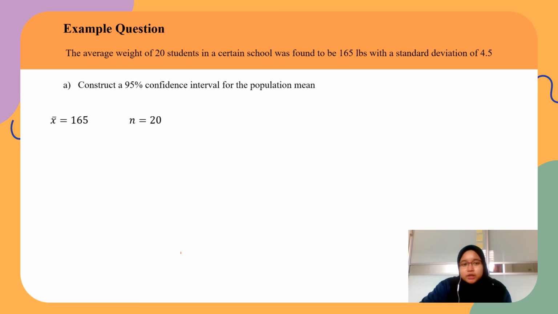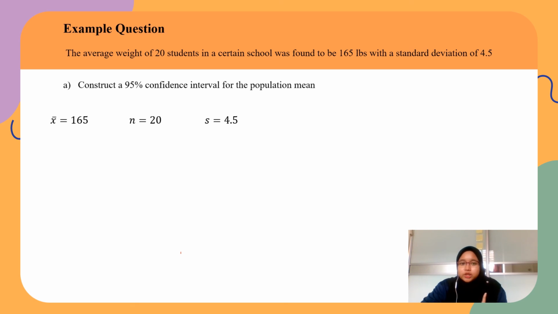Now, a typical school is going to have more than 20 students. A typical school might have thousands of students. So, the 20 students in our study represent a small sample of all of the students in the school. Therefore, this is the sample standard deviation, which is S equals 4.5.